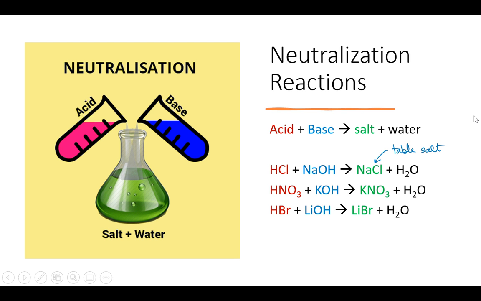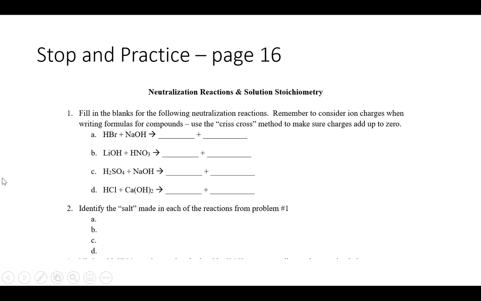But if we have other acid-base reactions, we'd form different compounds. Like in this case, we formed potassium nitrate. In this case, we formed lithium bromide. So we would also call these salts. So it's kind of like with sugar. We know there's a variety of different sugars. You can have sucrose, fructose, glucose, but we call them all sugar. Same thing here with salts. There's a variety of different types of salts out there. And yeah, table salt's the one that we're probably most familiar with. So you can stop here now and take a look at page 16 and do some practice problems with this.